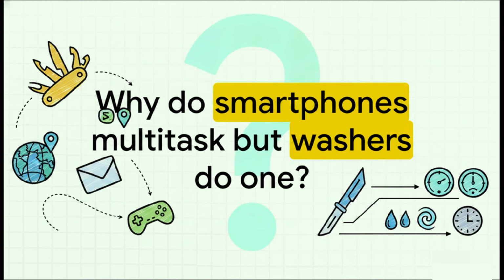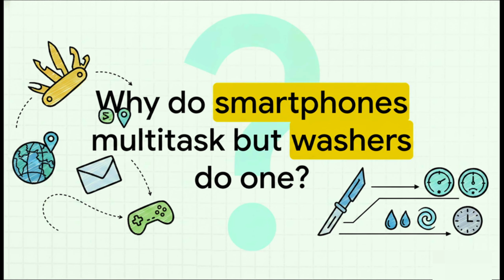So that brings up a really fun mystery. Why is it that your smartphone can do countless tasks, but your washing machine just follows one? Well, think of your smartphone as the ultimate Swiss Army knife. It's got a tool for absolutely everything. One second you're firing off an email, the next you're playing a massive 3D game, and a minute later you're using GPS to find a coffee shop.